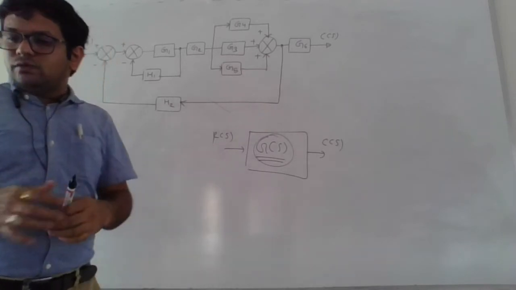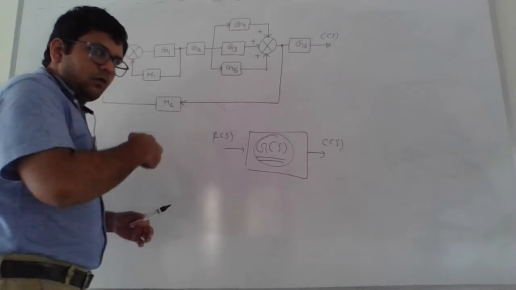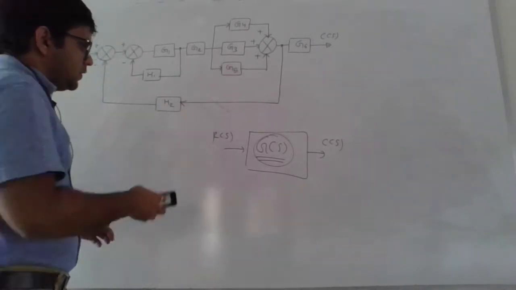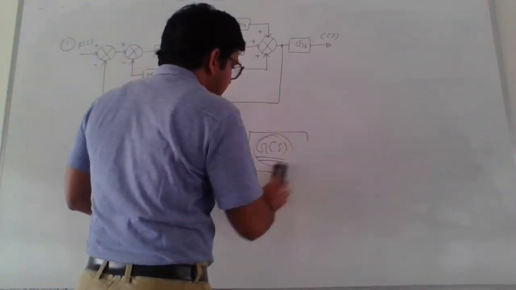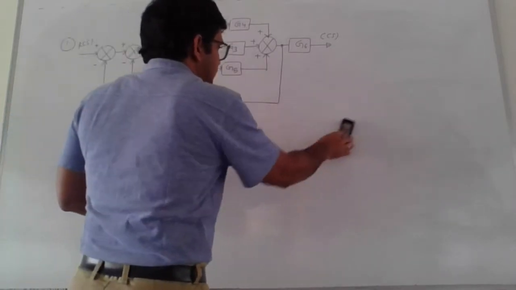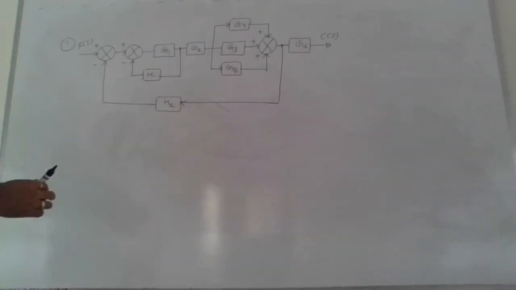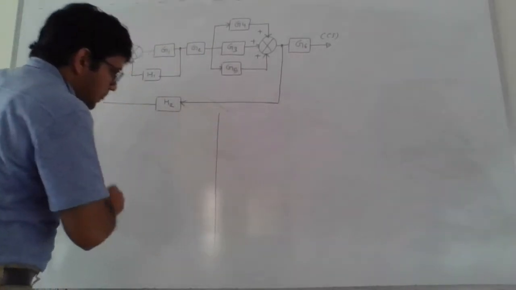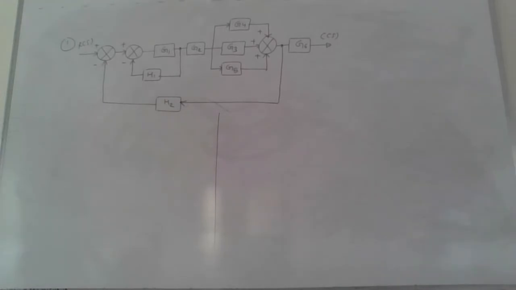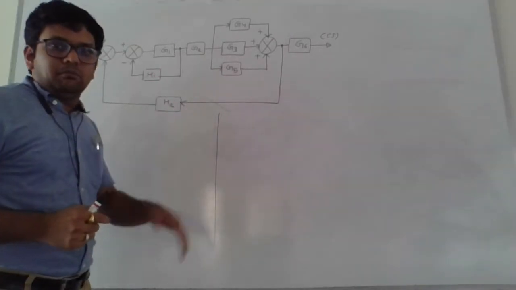So in order to reduce this system, we need to apply some rules, and those rules we have already studied in our previous lecture. So let us apply those rules one by one in order to obtain the reduced version of this given control system. So let us divide the entire board in two sections. So first of all, by observation we need to identify whether the blocks are connected in series or in parallel.